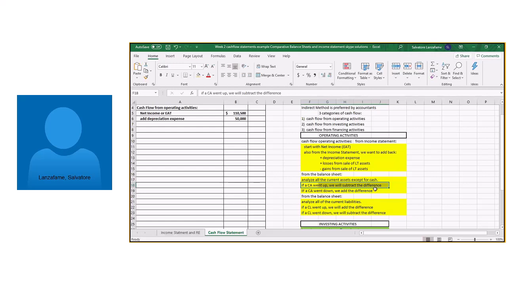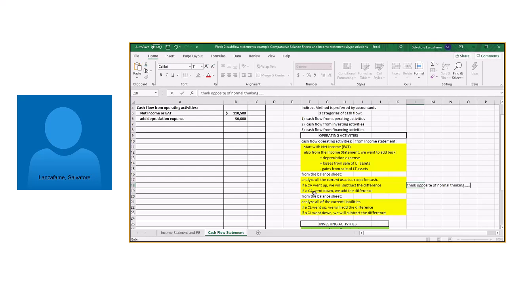Subtract the difference. If the current asset went down, we will add the difference. So think about it. If something goes up, we're going to subtract. If something went down, we're going to add. So it's like we've got to think opposites. Because normally when you think something went up, you add, right? But here, if something went up, you're going to subtract. If something went down, you're going to add. So think opposite of normal thinking in this section right here.